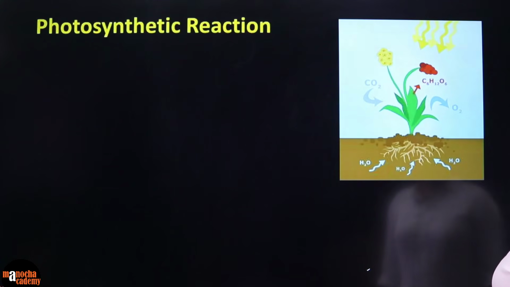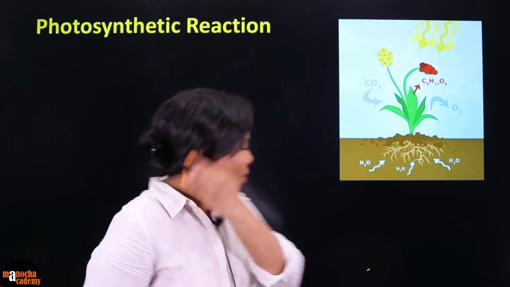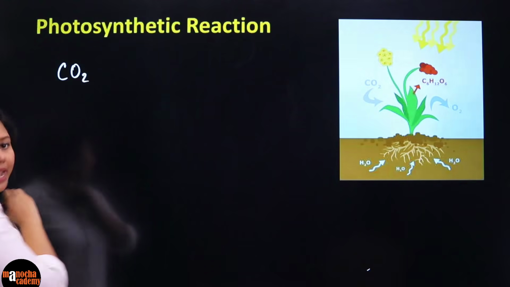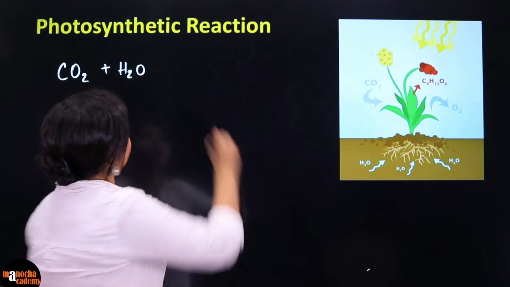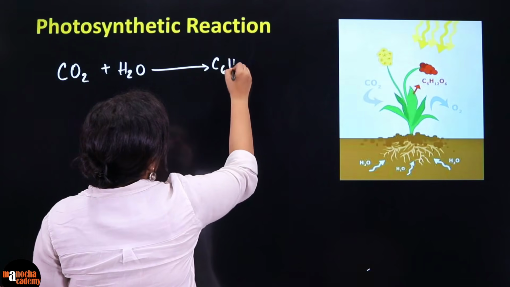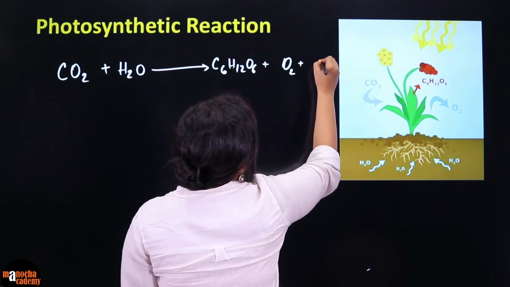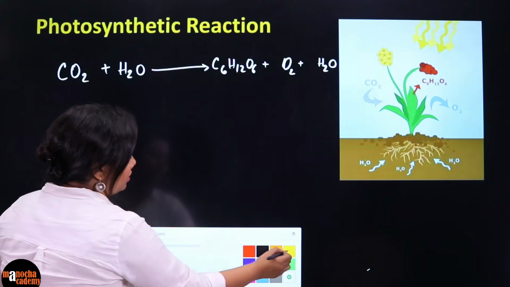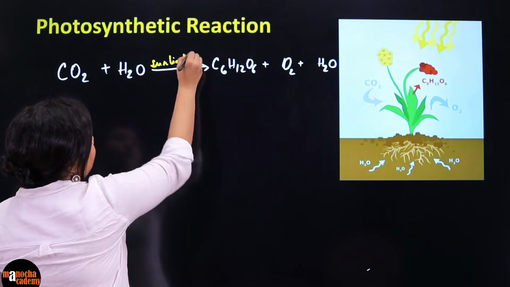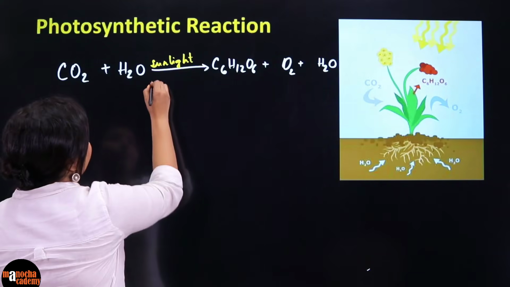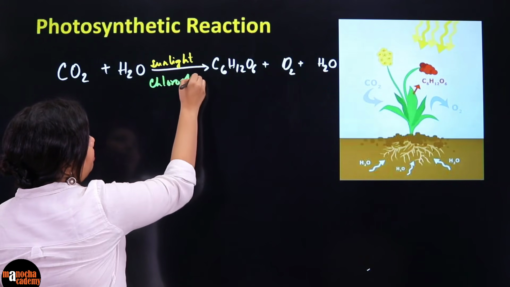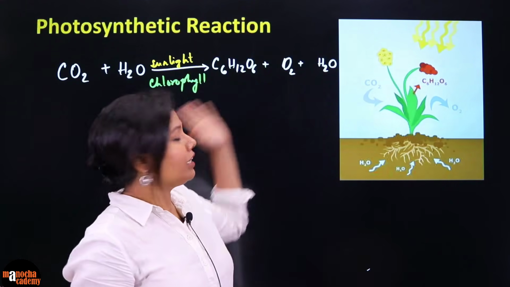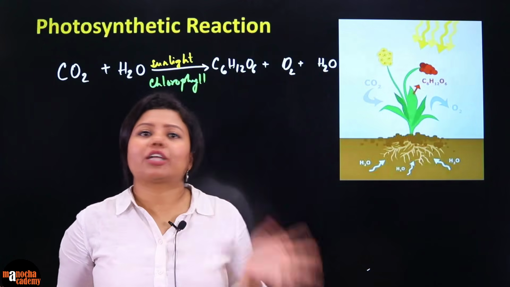Now coming to the photosynthetic reaction. So what happens during photosynthesis? As I have told you, during photosynthesis, carbon dioxide combines with water to form glucose, oxygen and water. Okay, right. So in this reaction, you need sunlight, you also need chlorophyll. Whenever you are writing a photosynthetic reaction, you have to mention these two, because without mentioning sunlight and chlorophyll on the arrow, this reaction will not take place.